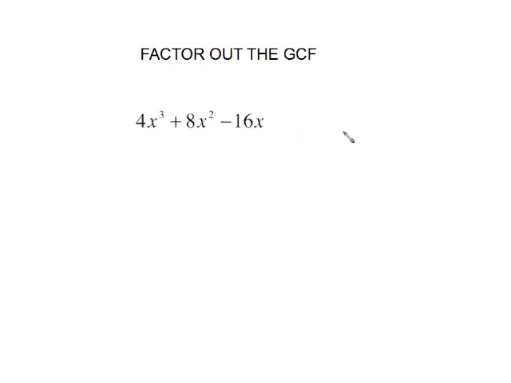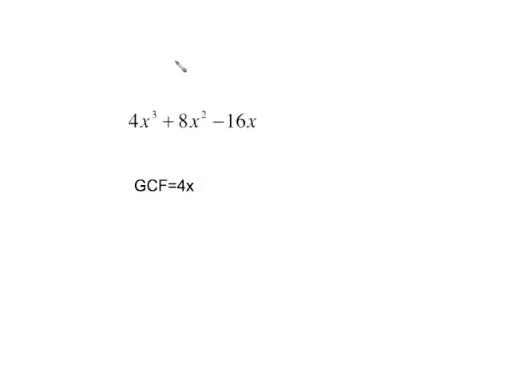Look at all three terms. The biggest number that goes into all three of them is going to be 4. For x cubed, x squared, x to the 1st, the least power that's there is x to the 1st. So 4x, or 4x to the 1st, is your greatest common factor.